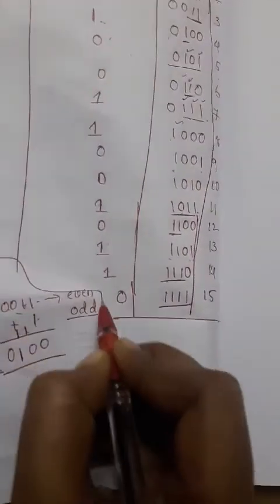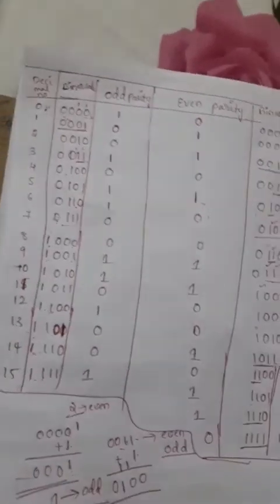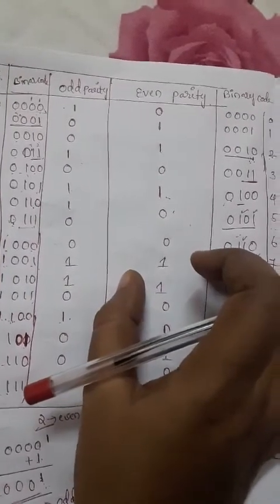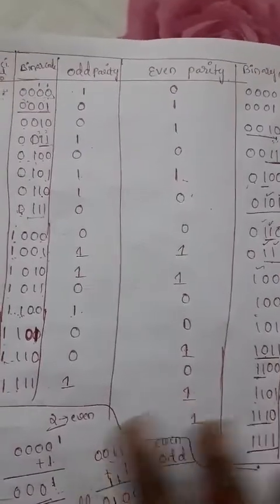Okay, so this is a complete explanation about parity bits. That means finding errors for any binary code by using even parity and odd parity. Okay, so this is the procedure for finding errors by using even parity and odd parity. Okay, thank you.